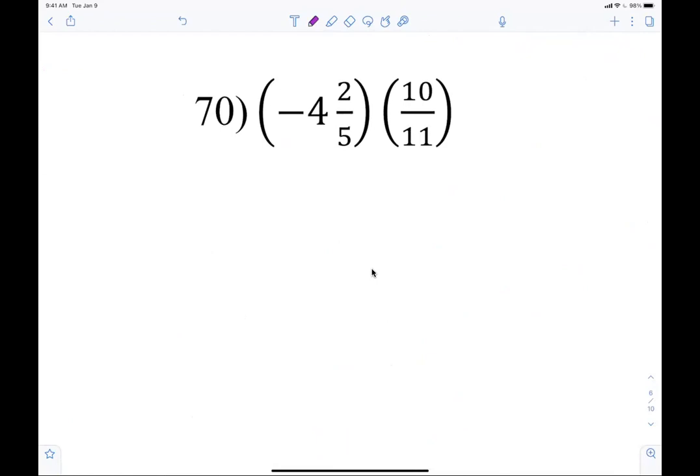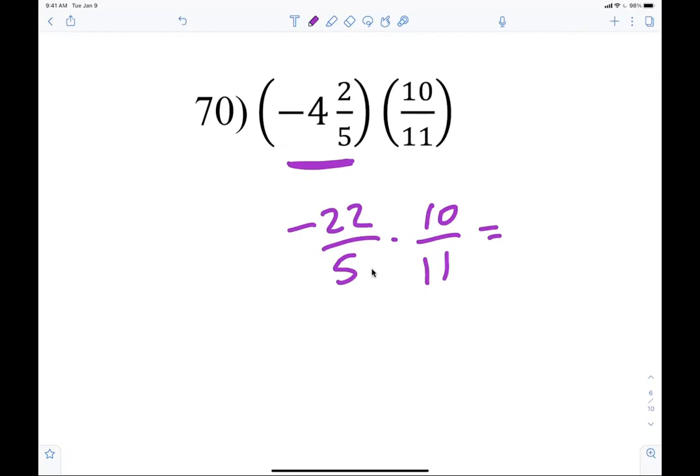Okay, so, I changed the negative. Just tell me what it is. What is this fraction the same as? Oh, it's the same as -22/5. Right. Now, come on, get to work. And you do times 10/11, and you can reduce 10 and 5 into 2. Just tell me the final answer now.